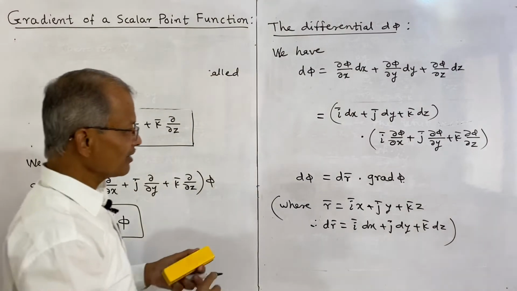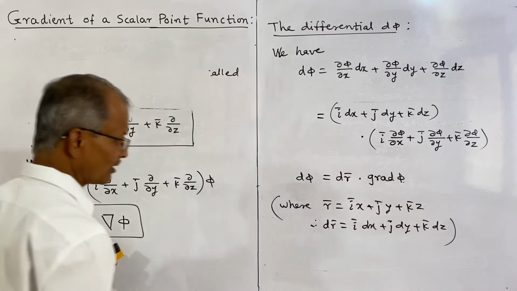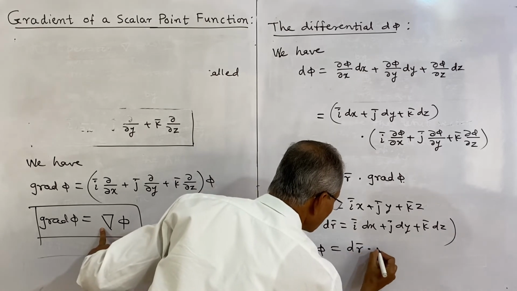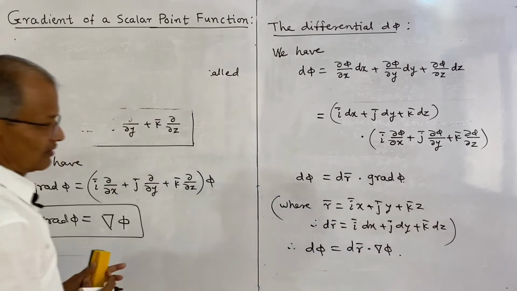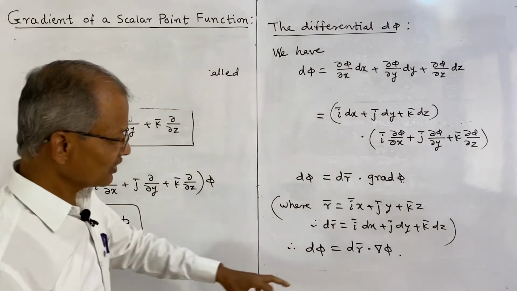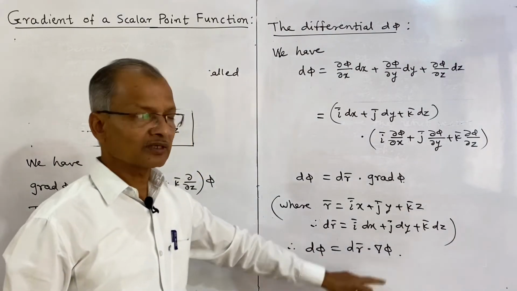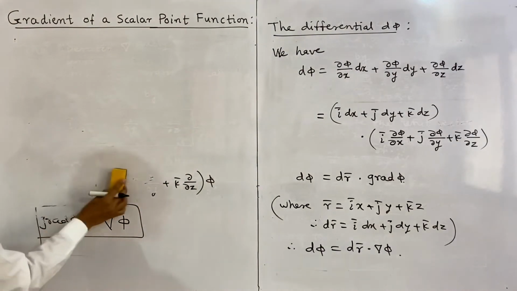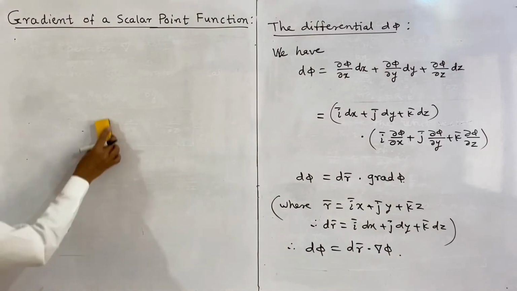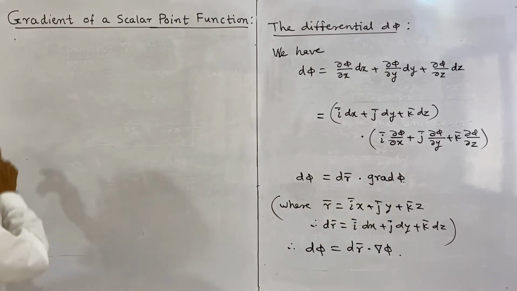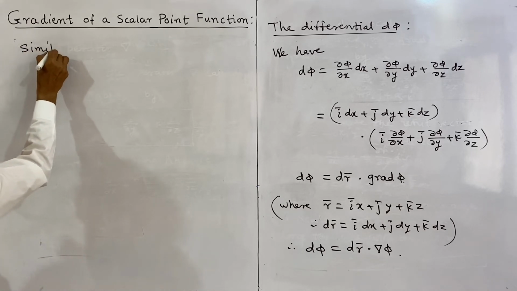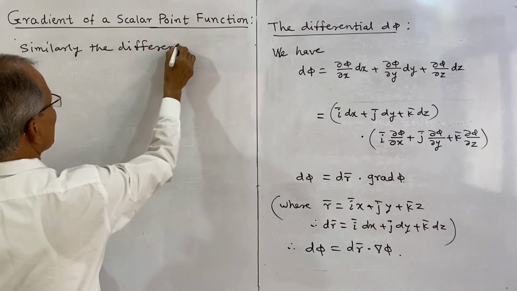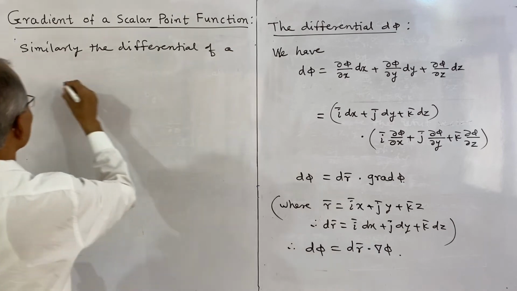Or further, this can be written as gradient phi is del phi, and therefore d phi is equal to dr dot del phi. So thus d phi is written in terms of this scalar product of these two vectors, and the gradient is written in terms of del. And similarly we write df bar, the differential of a vector point function.